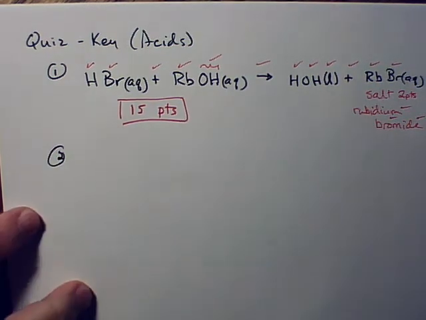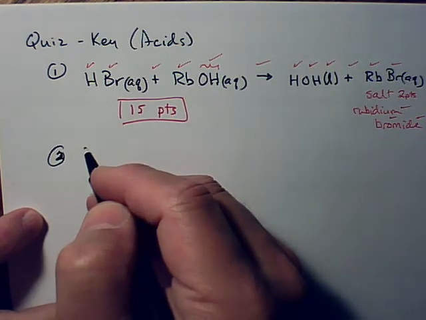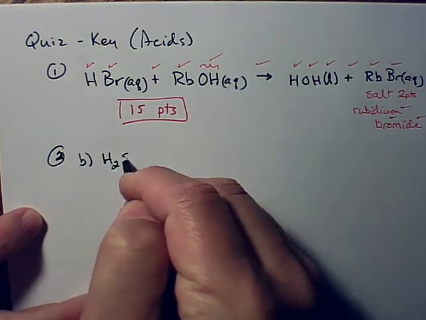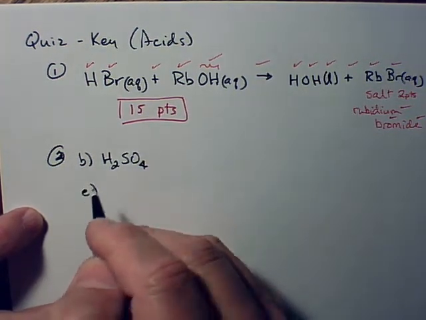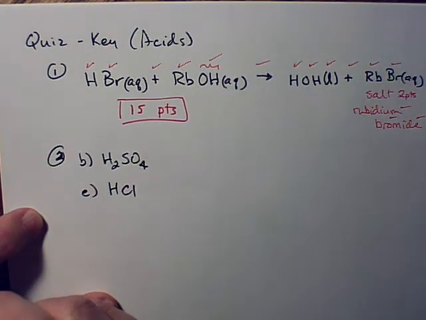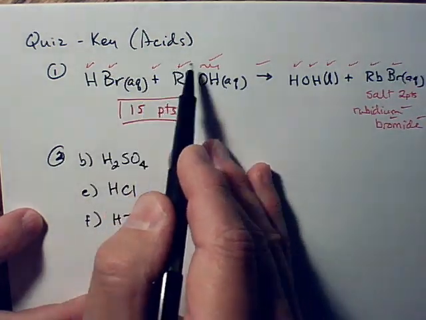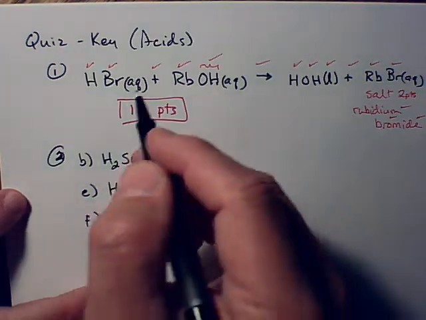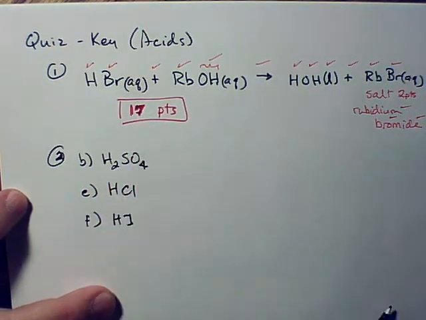Number 2 on the quiz. Label/identify the strong acids below and explain how you know them to be strong. Okay? The strong acids are B, H2SO4, E, HCl, and F, HI. Did I miscount it? Yes. 1, 2, 3, 4, 5, 6, 7, 8, 9, 10, 11, 12, 13, 14, 15. You're right, 17 points. It's Friday. Yeah, it's Friday. That's my excuse today. All right, 17 points for number 1.